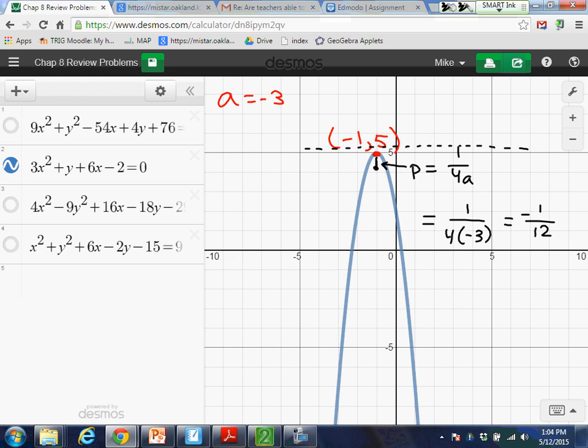So it's actually, I drew it kind of far away. It's going to be real close, right? I mean, 1/12 of a unit, it's going to be basically right there. So what are the coordinates there? There's going to be a focus right there.